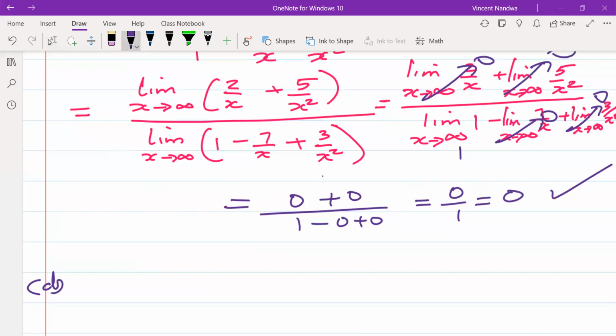So next, the limit as x approaches infinity of 3x squared, x cubed.